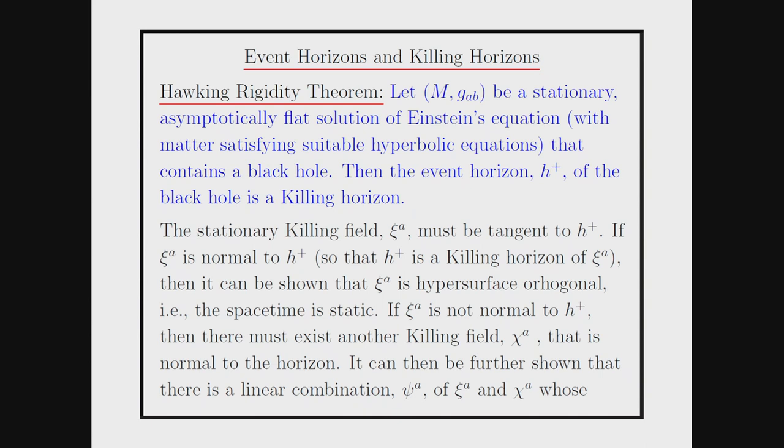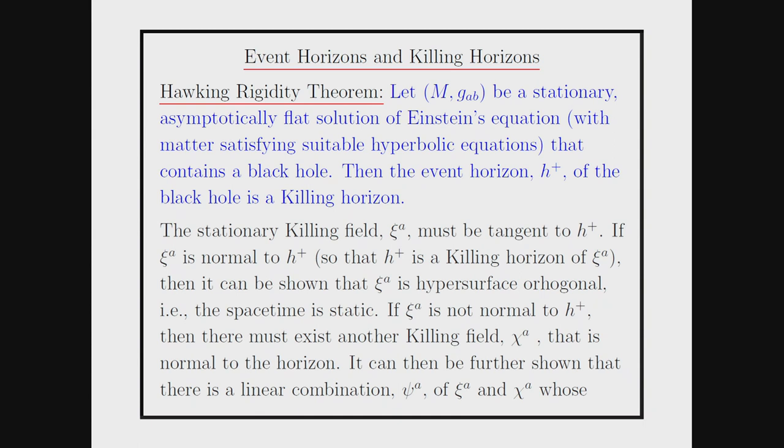Okay, so an important implication of this is, well, there are really two cases. When I say the event horizon has to be a Killing horizon, of course, that means there's a Killing field orthogonal to the horizon. Well, I assume that there was a Killing field already when I said we had a stationary black hole. So there are two possibilities.